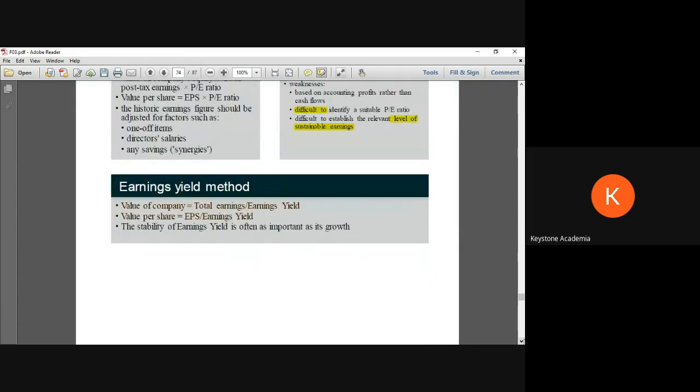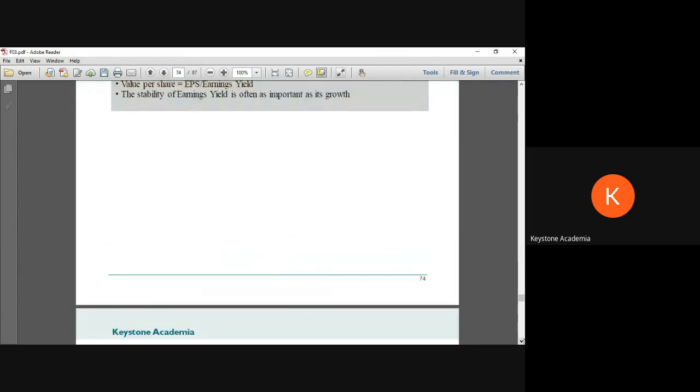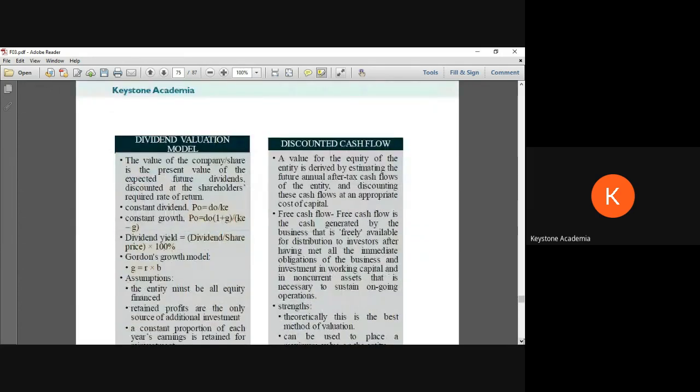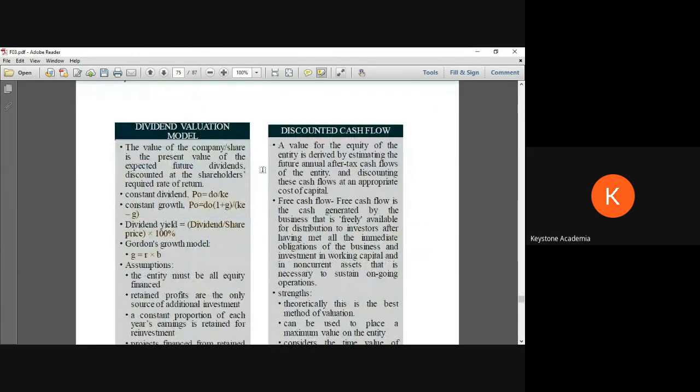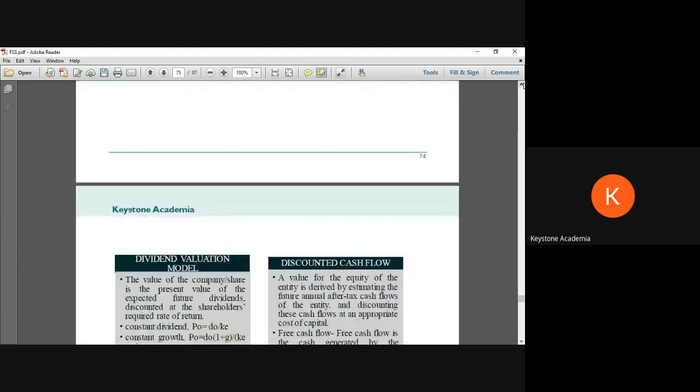Earning yield method is very similar to that. Then the last one is the dividend valuation model, or discounted cash flow. So here what we are doing is the valuation of the business is totally dependent upon the dividend we are paying. Okay, this is very similar to the previous one also.